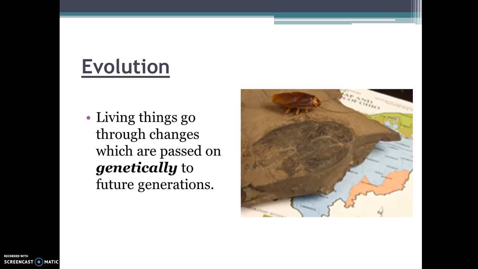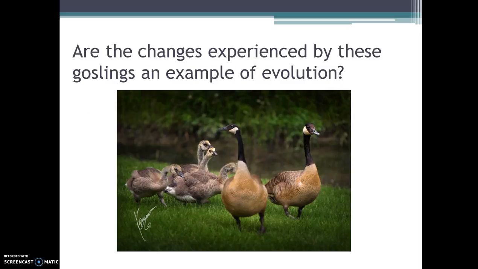But the reason that individual organisms don't evolve and only populations or species do is, if you look at the definition, those changes are passed on genetically through their DNA to future generations. So obviously that can't happen within a single organism.